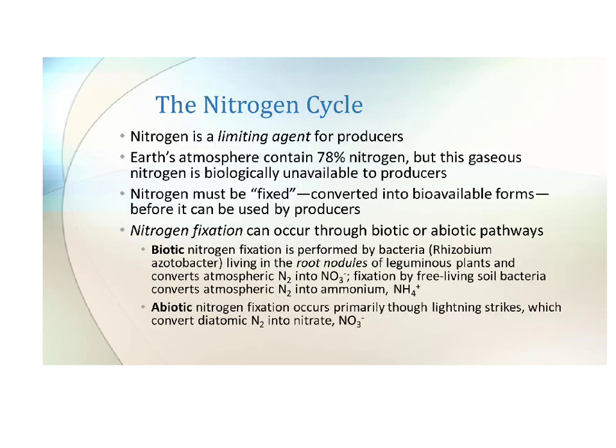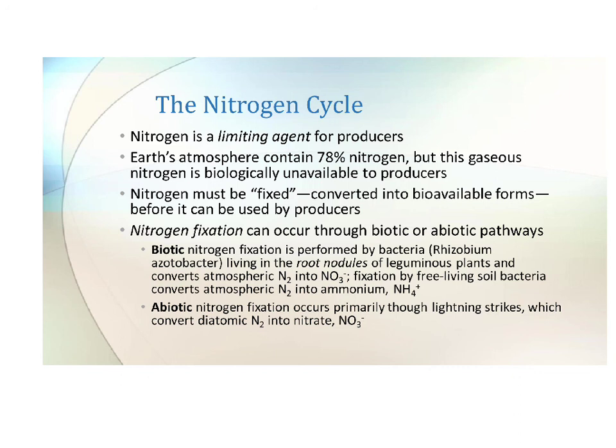Okay, let's talk about the nitrogen cycle. So nitrogen is a limiting agent for producers. I've used the term limiting agent in multiple other presentations. I'm going to tell you what it is one more time. Plants need a certain amount of nitrogen in order to grow and thrive. So a limiting agent means it's something that limits the growth and survival of producers.